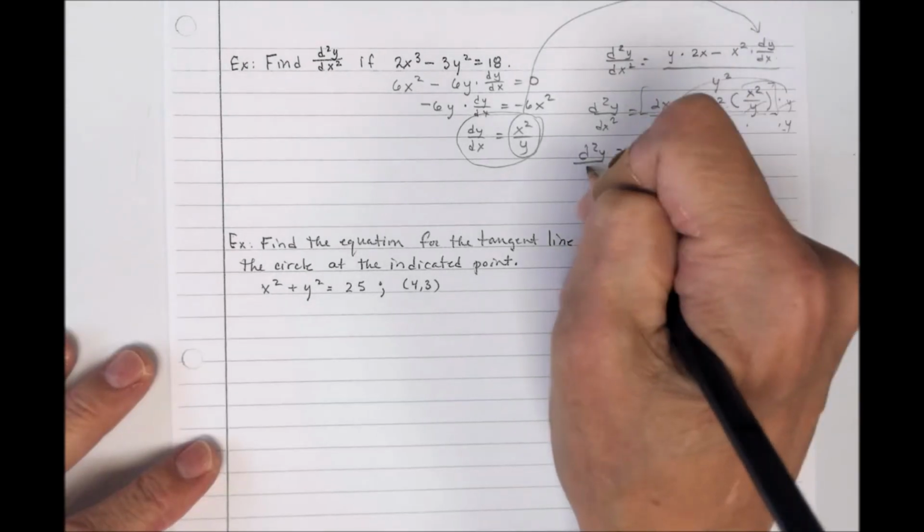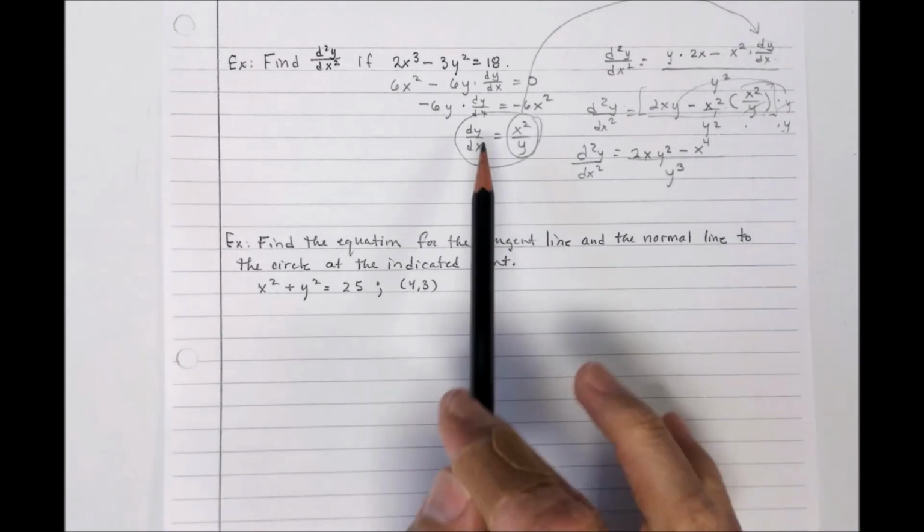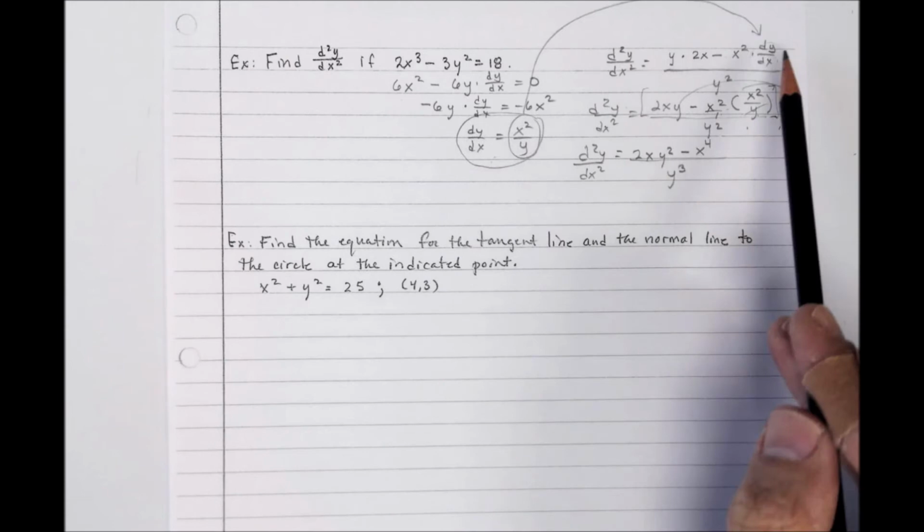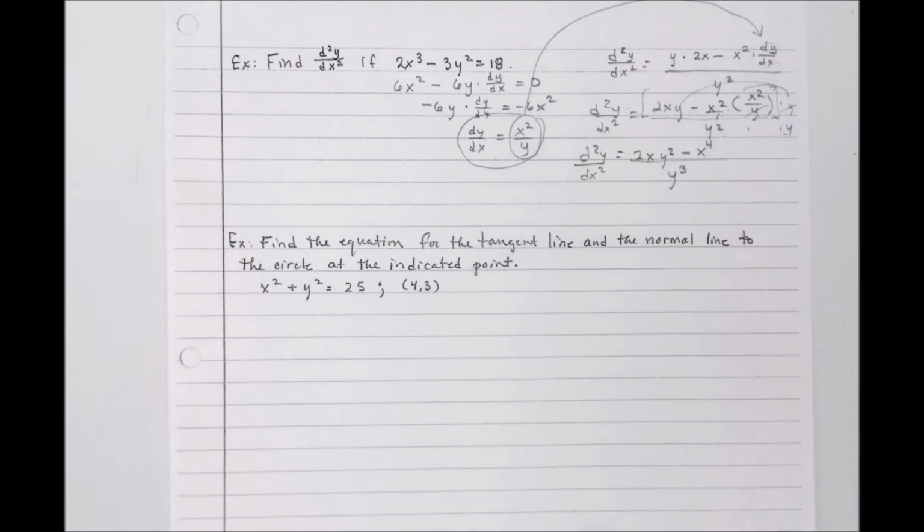Now you could factor an x out of the top, but nothing's going to cancel, so I think I'm good here. The trick to this: take the first derivative, solve for dy/dx, take the second derivative, and then make your substitution, because the first derivative is going to be part of the second derivative.